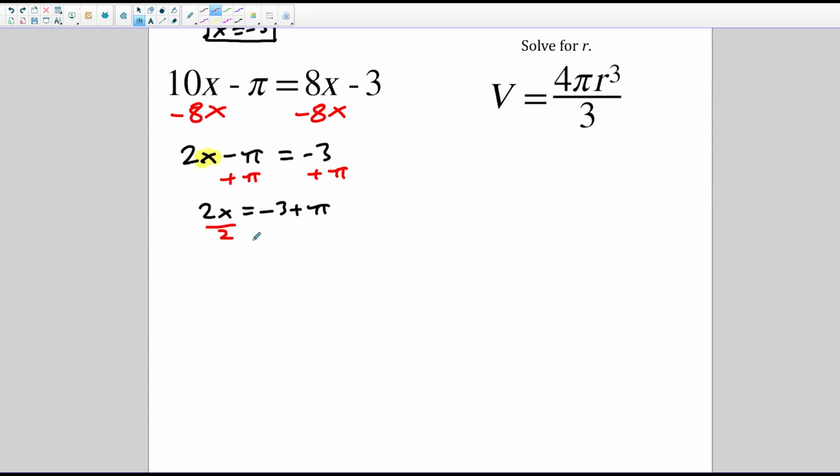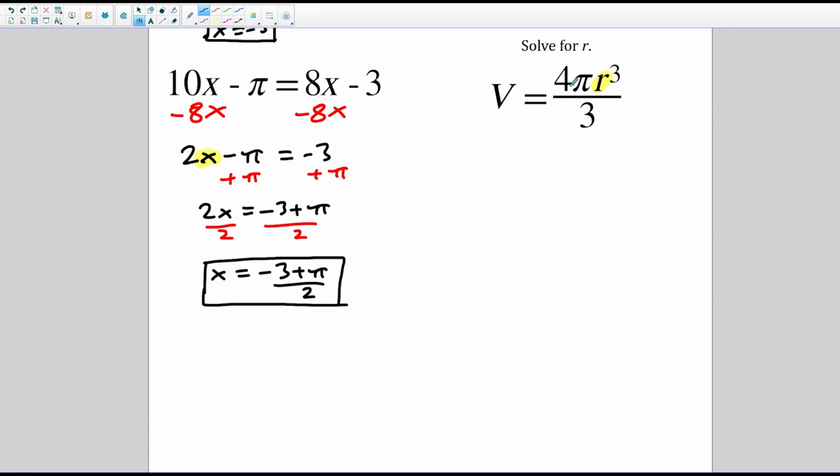My final step here is to divide both sides by 2. And I'll end up with x is equal to negative 3 plus pi divided by 2. Last but not least, I'm going to try to solve for r in this problem here.